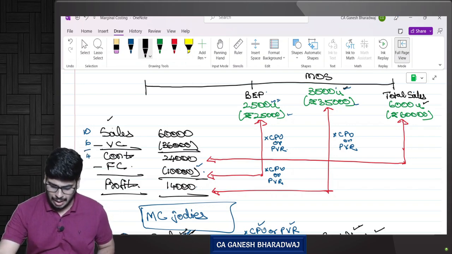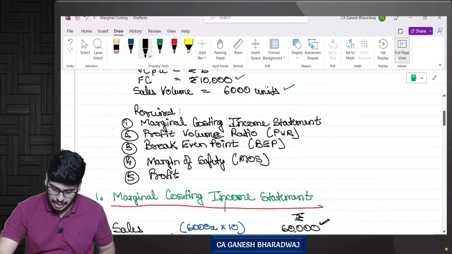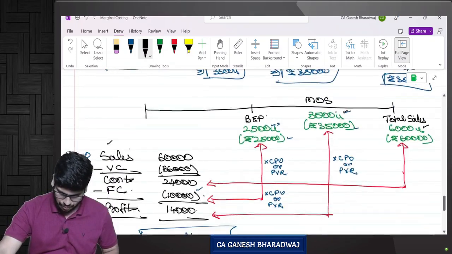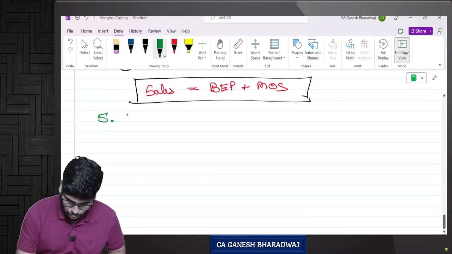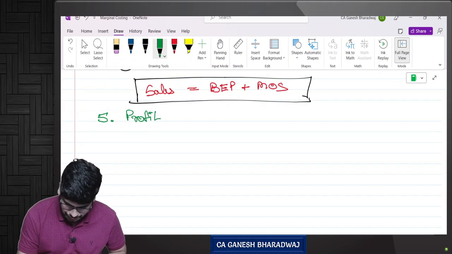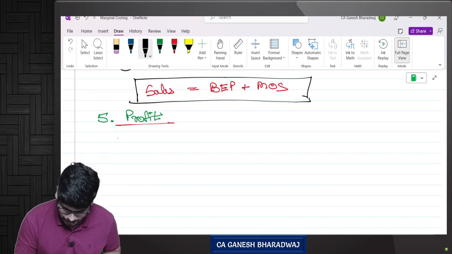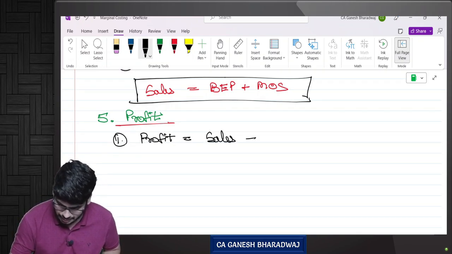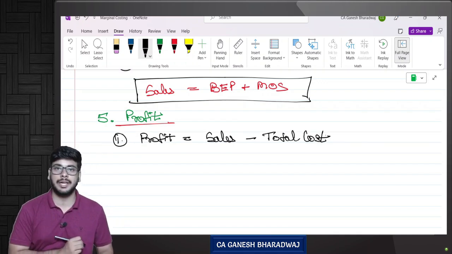Right? And finally, what have they asked in this particular question? I mean, in our example that I just took, fine. Okay, calculate the profit. It's already done. Anyways, let me just give you some formulas for calculating profit, if you want to put it in formulas. The fifth point is profit. So can I say formula number 1? Profit is equal to sales minus total cost. Correct? Yes.